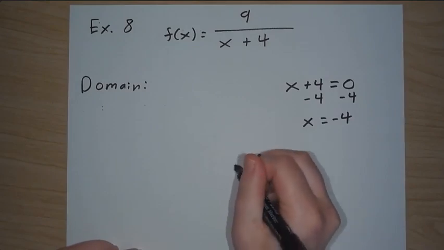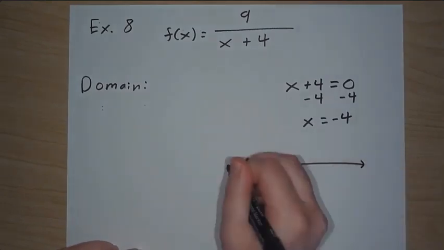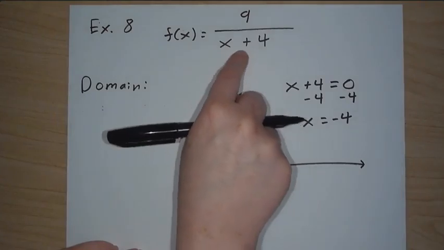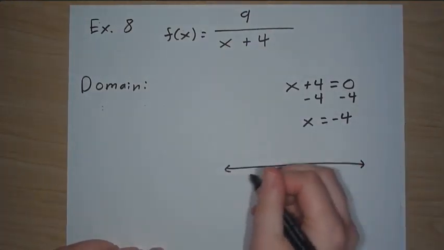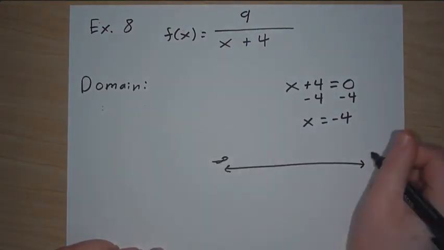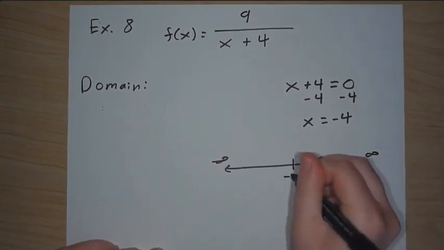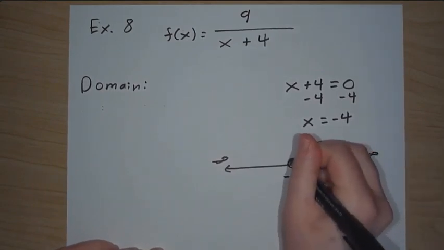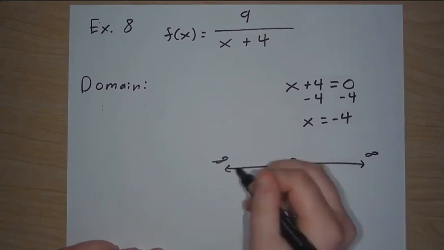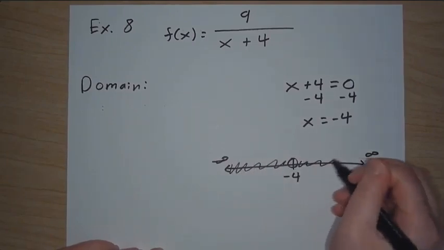So, for example, if we are going to draw a number line of all the x values that can exist in this function, we would have everything from negative infinity to infinity, except for the x value x equals negative 4. So we would shade this region and this region.